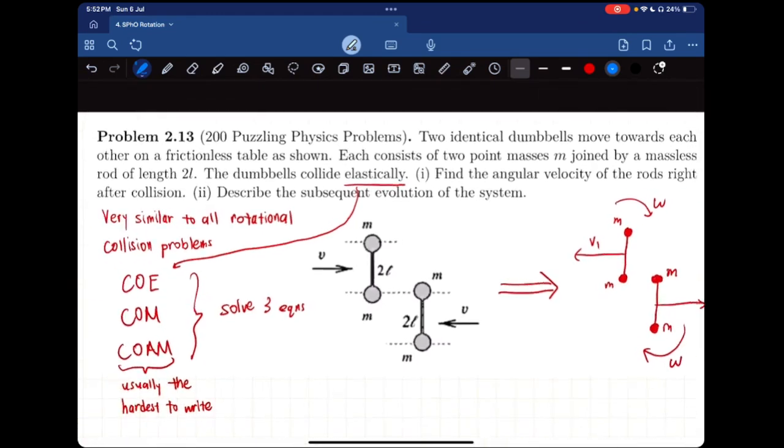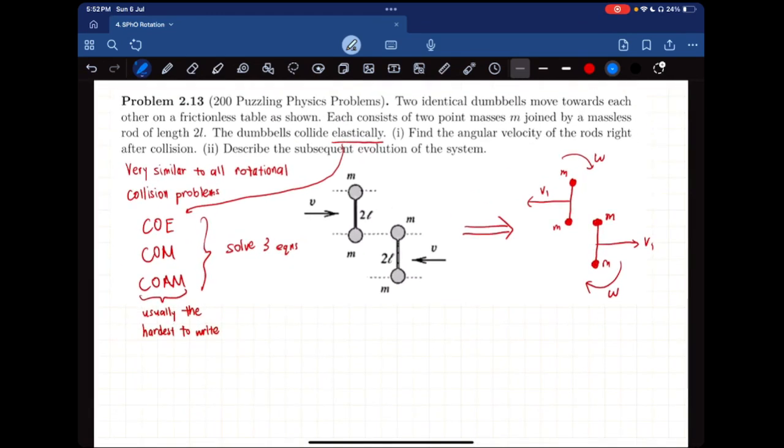So here we have another rotational collision problem. We have two dumbbells with masses m at each of their ends, with length 2L each. They're colliding like that. It's again an elastic collision, so energy is conserved. We want to find the angular velocity of the rods right after the collision, and we want to determine the subsequent evolution of the system. So what does this subsequent evolution mean? It kind of sounds weird, right?